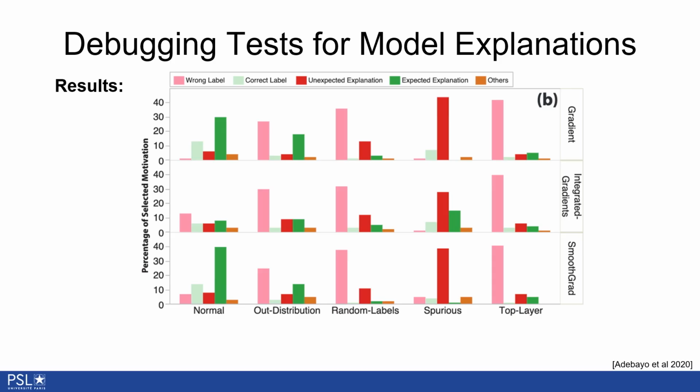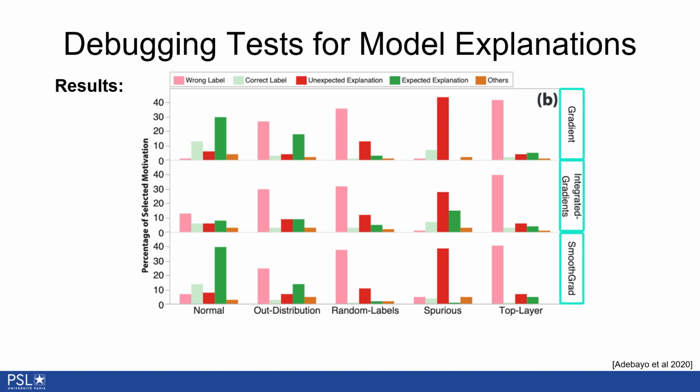To assess this, remember that the subjects were asked to provide the rationale for their ratings. This figure shows the rationale provided by the subjects for their ratings. As in the previous figure, different rows correspond to the three different methods for computing saliency maps. The first column is the normal model, while the other columns are models with different types of bugs. Each subpanel shows histograms for different types of responses provided by the subjects. Here, pink is wrong label, light green is correct label, red is unexpected explanation, and green is expected explanation.